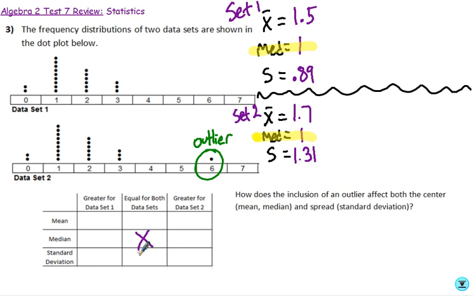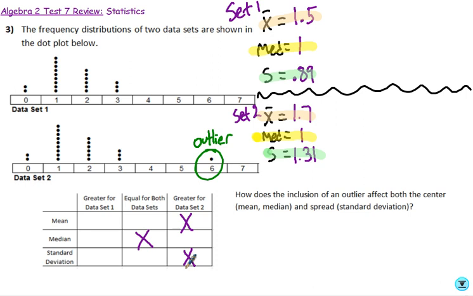What changed is that for the first set, we have an average of 1.5 versus an average of 1.7. So it looks like for data set 2, the mean actually increased. And then let's look at the standard deviation. If we compare the standard deviations, 0.89 and 1.31, the standard deviation for the second one is larger as well. So this would be greater for data set 2.